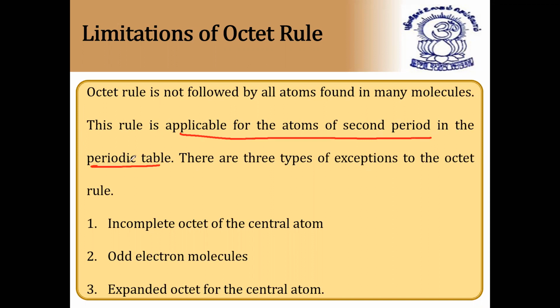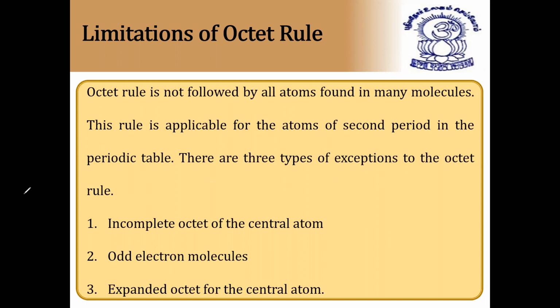What are the atoms of the second period? We have lithium, beryllium, boron, carbon, nitrogen, oxygen, fluorine, and neon. How many elements does the second period have? We have 8 elements. So this octet rule is applicable only for the second period in the periodic table.